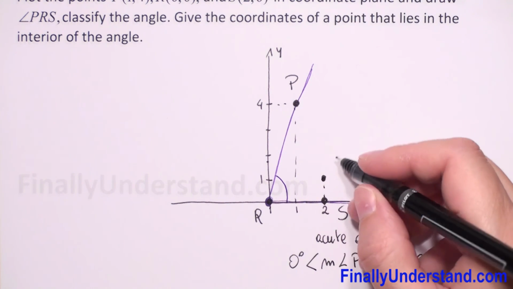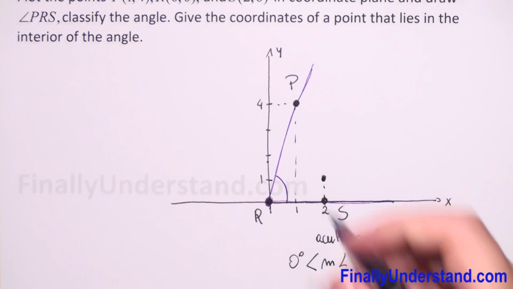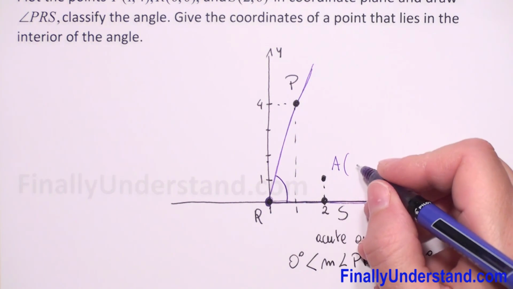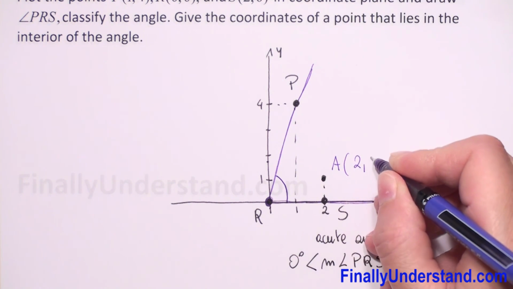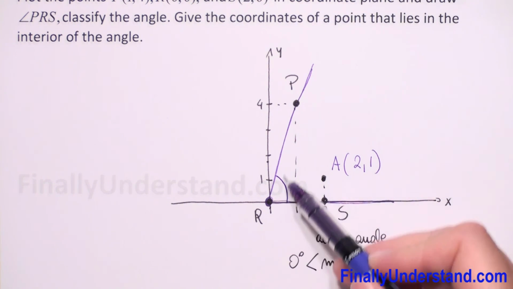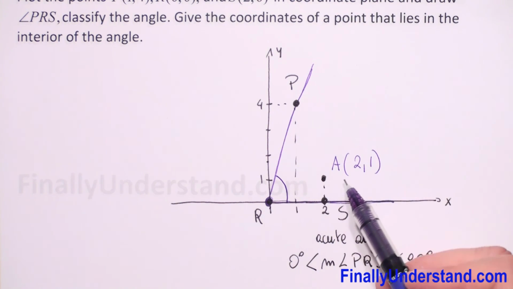So let's put that this is our point A and has coordinates (2, 1). This point is between sides RS and RP. So this point is an interior point. This is my solution.